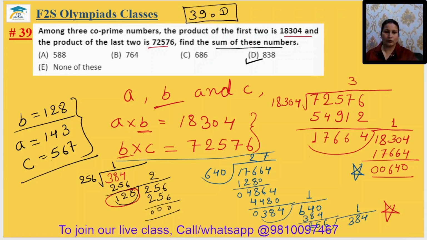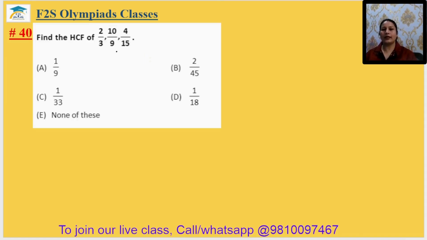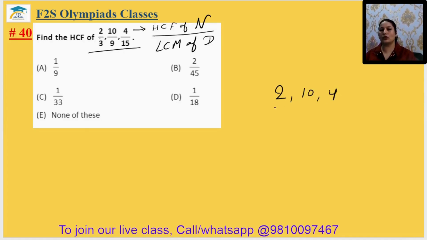Okay. Come to question number 40. Find the HCF of these numbers. So these are fractions. HCF of fractions is the HCF of numerators upon the LCM of denominators. To find the HCF of 2, 10, 4, you can just see the numbers and write HCF will be 2 only.